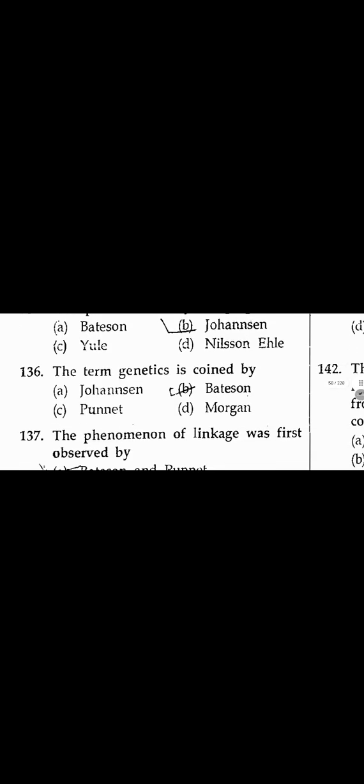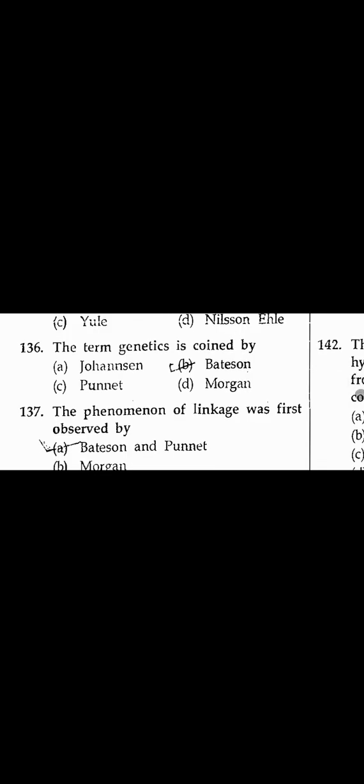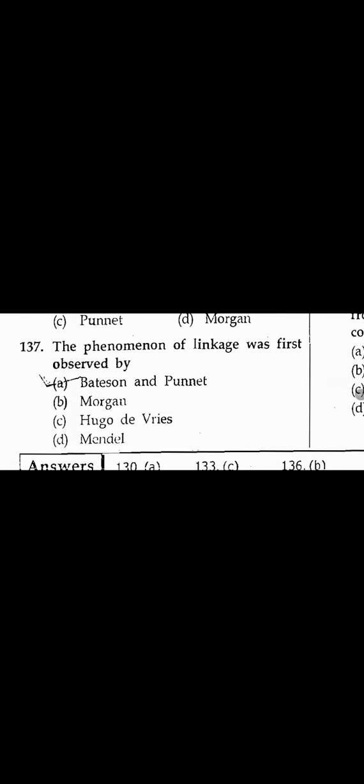Question number 135. The pure line theory was given by Johannsen. Question 136. The term genetics was coined by Bateson. Question number 137. The phenomenon of linkage was first observed by Bateson and Punnett. Question number 138. The one gene, one enzyme hypothesis was given by Beadle and Tatum. Question 139. The current concept of gene regulation was proposed by Jacob and Monod.